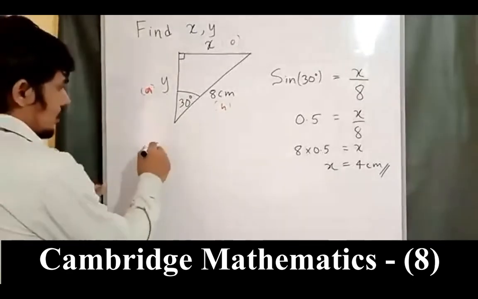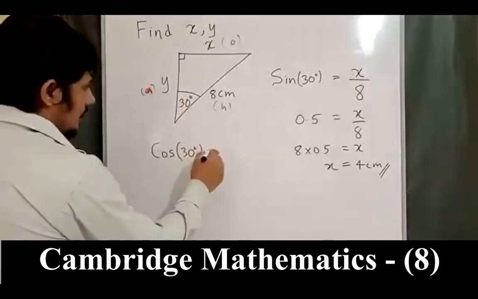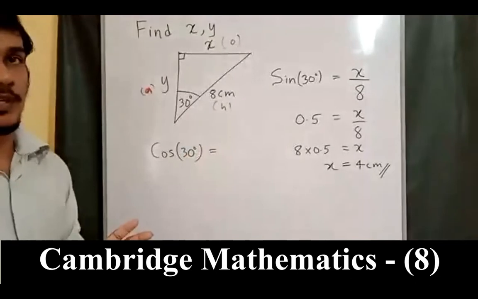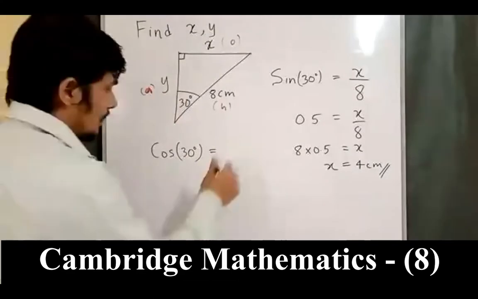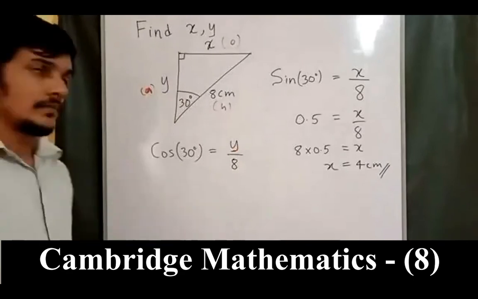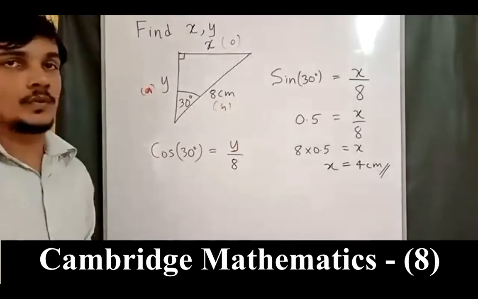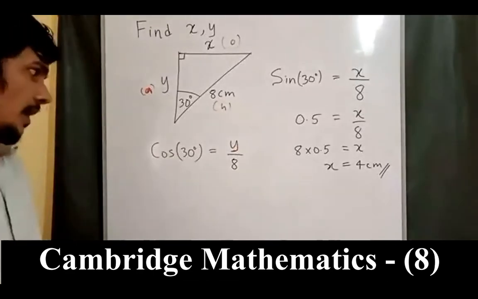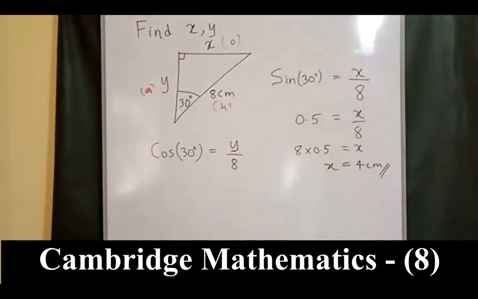So cos 30 degrees is equal to adjacent over hypotenuse. Adjacent is y, hypotenuse is 8. y over 8. Now cos 30. Take the calculator, type it again. You can write the answer as a surd value or a decimal answer, no problem with that. Find from calculator what is cos 30. Type in the calculator cosine 30, then get it done. How much is it?